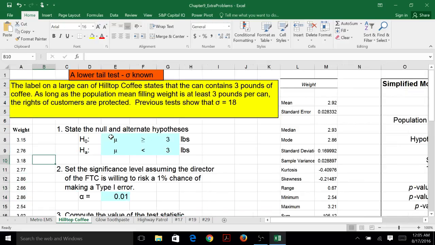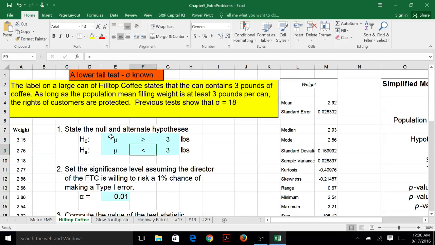Here's the sigma known lower tail test with some data. In this case, a person has a can of coffee. A can of coffee says that there's exactly 3 pounds in that can. And as long as the population mean is at least 3 pounds, so they're saying it's 3, as long as it's at least 3, you as a consumer aren't going to be angry. If it's less than 3, you will.